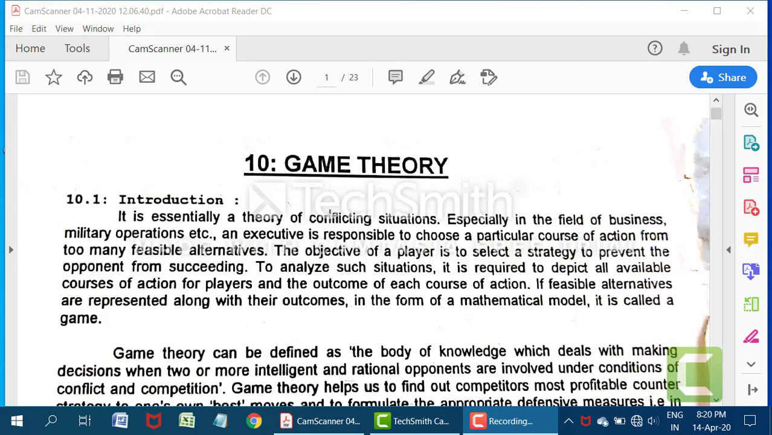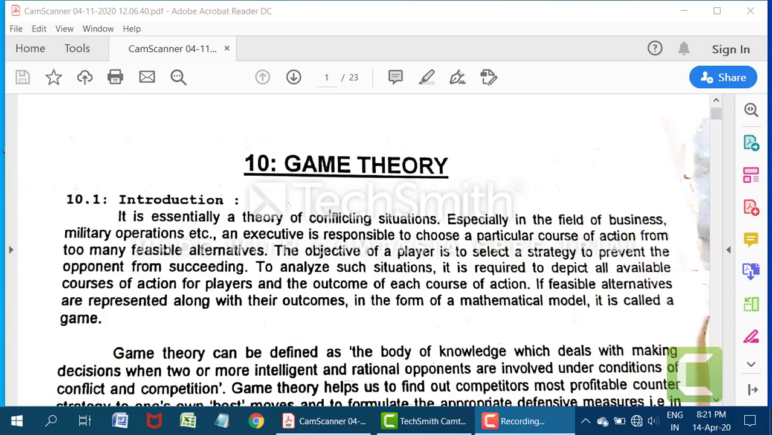What is the value of the game? What are the best strategies available for the players? There may be n different strategies for each player, and the objective of game theory models is to find the value of the game and the best strategies available for each player. So there are different game theory models based on the number of persons involved in the game, the number of strategies that each player has, and depending upon the size of the game.